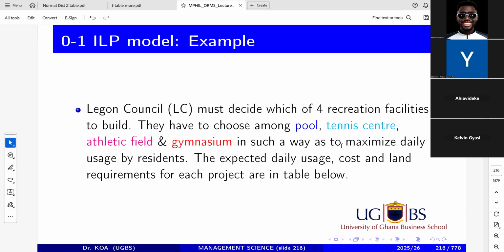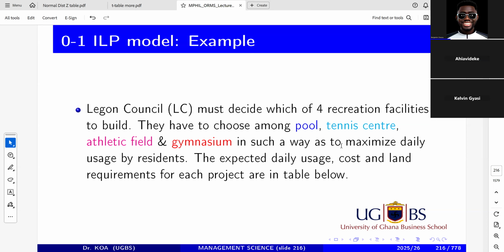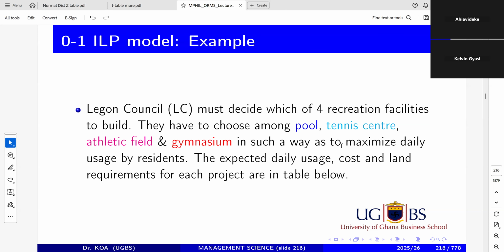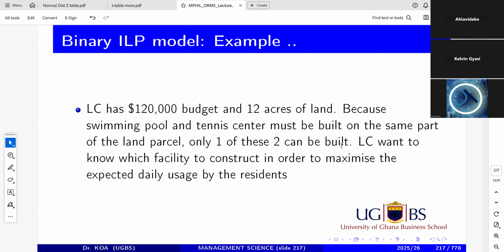So let's start again. Calvin, what do you want to say? So in the question, you have facilities that you have to build, but there's a constraint of how much land is available. Can you use a constraint to indicate that the decision variables are binary or not? You cannot use a constraint. Okay, that's what I was trying.